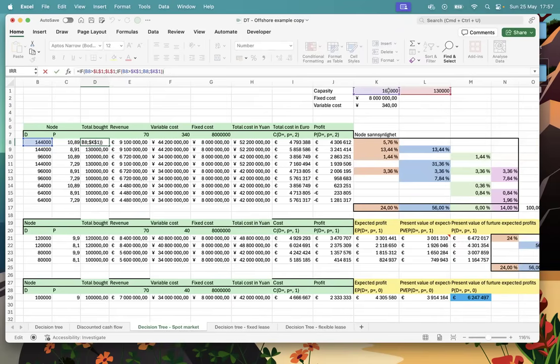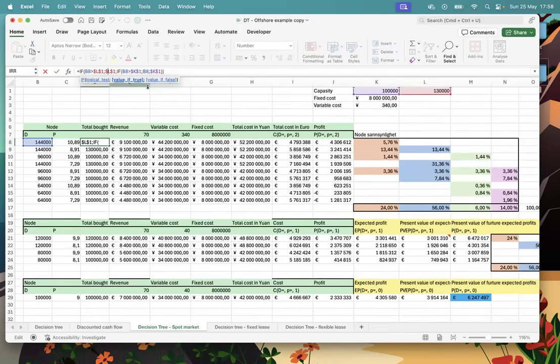This just checks that this is our lower limit and this is our upper limit for our production plant. And this is our demand, or what we want to produce. So I have this if formula. This checks if our demand is bigger than our upper limit. If this is true, if our demand is higher than our upper limit, we are not allowed to produce more than 130,000, so we will just use the upper limit.